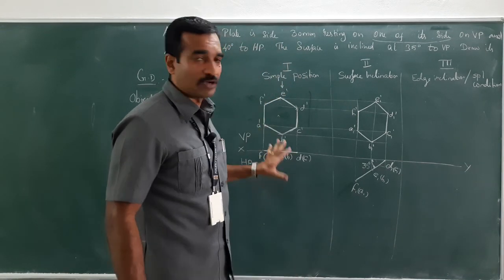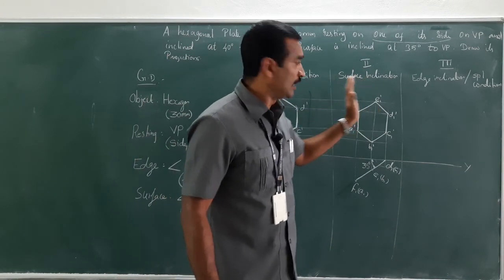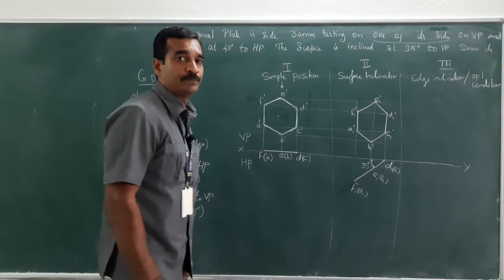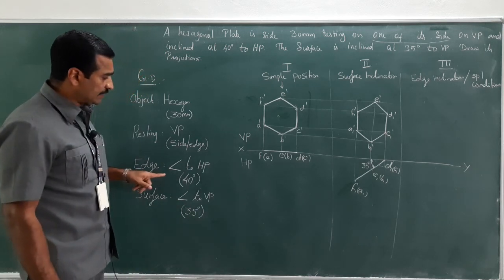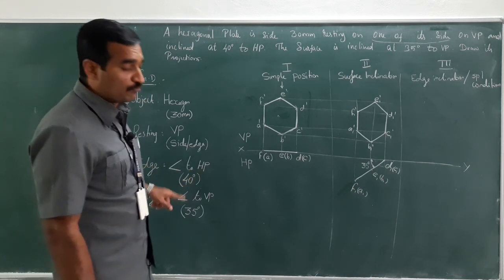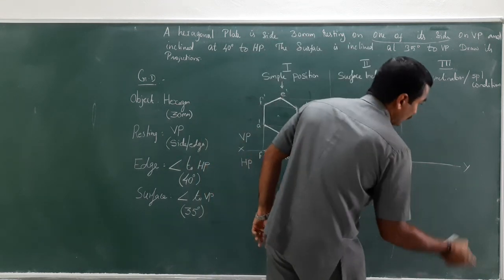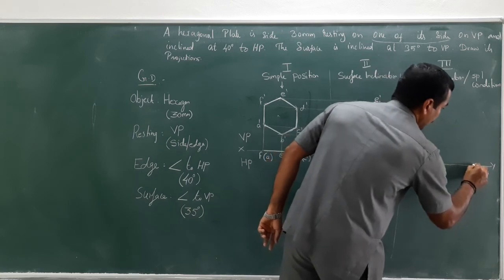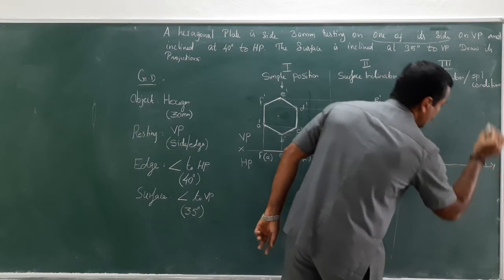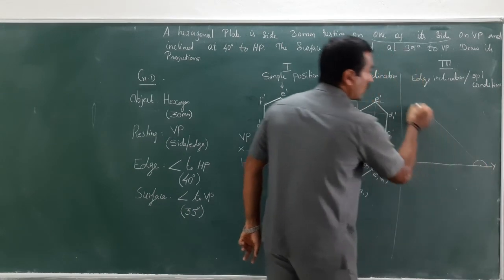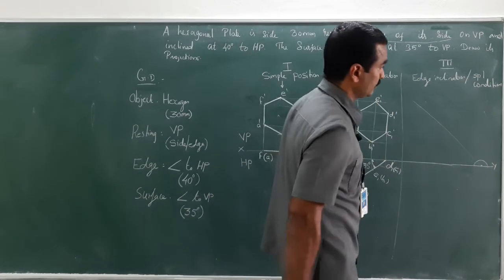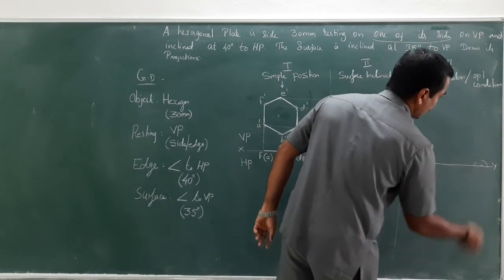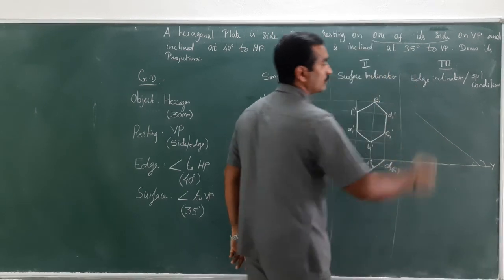Right. Now I have completed simple position and surface inclination. Let me move to the third stage, which pertains to edge inclination. Look at the problem here. The edge is inclined to HP at an angle of 40 degree. For which, choose a point and keep the protractor in this manner. Take 40 degree and draw a line. Right, this should not be 40, it should be less than that, could be something like this, 40 degree.